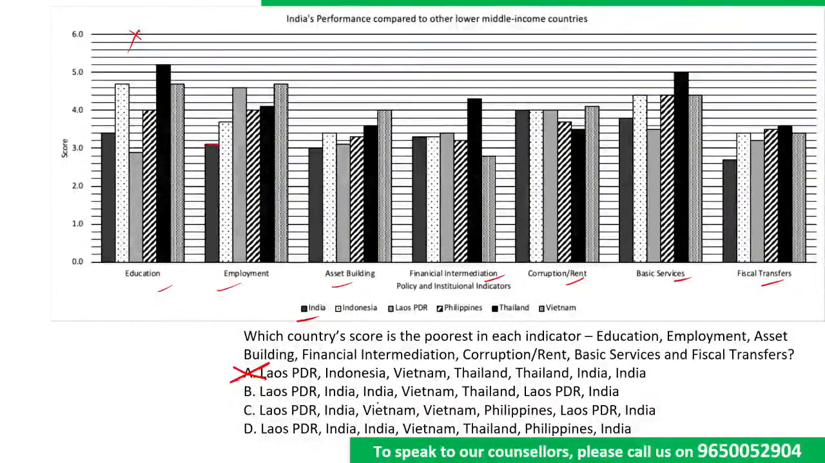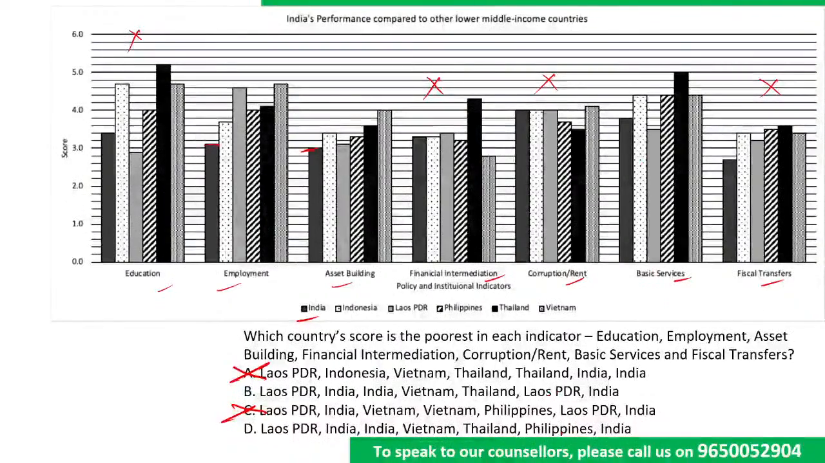Then third is India or Vietnam. For asset building, the lowest is again India, so option C is ruled out. Now, in fourth, you have Vietnam in both the options, so you need not look into the graph. Fifth is Thailand, so you need not look into the graph. Sixth is Laos versus Philippines. Seventh is India. So you do not look for all these things.